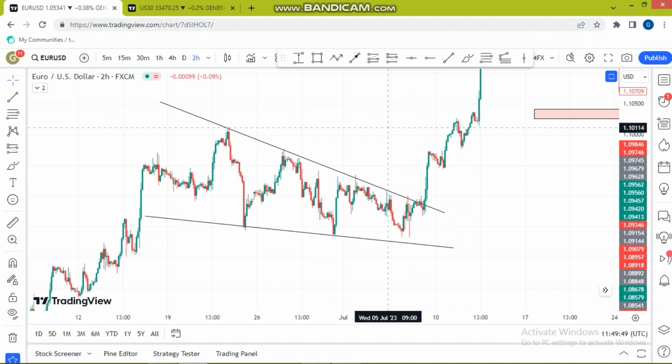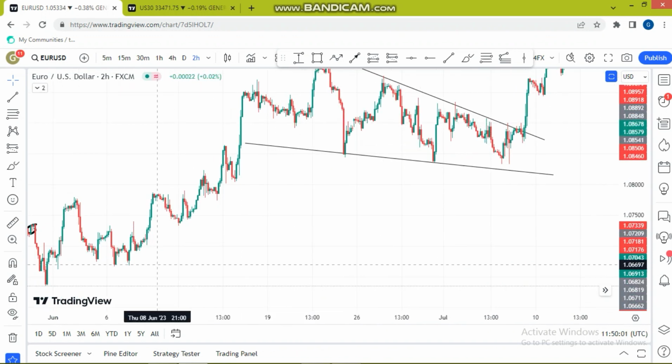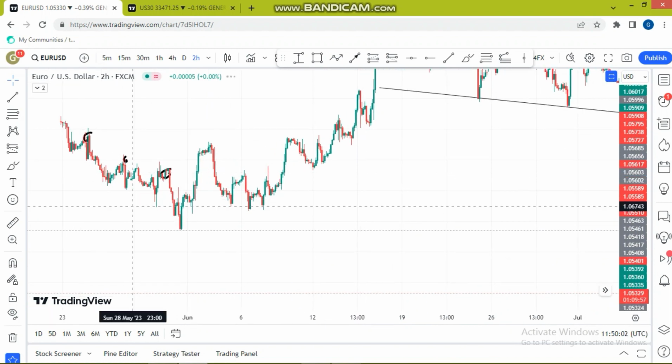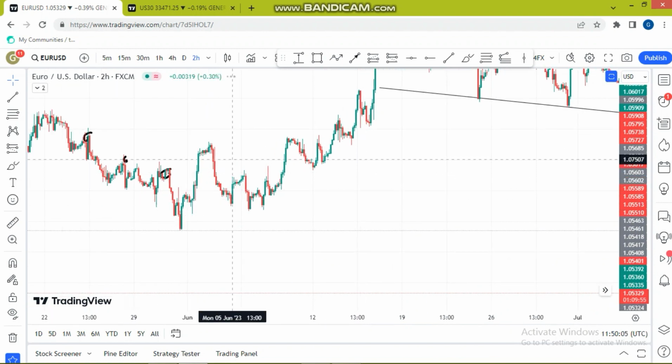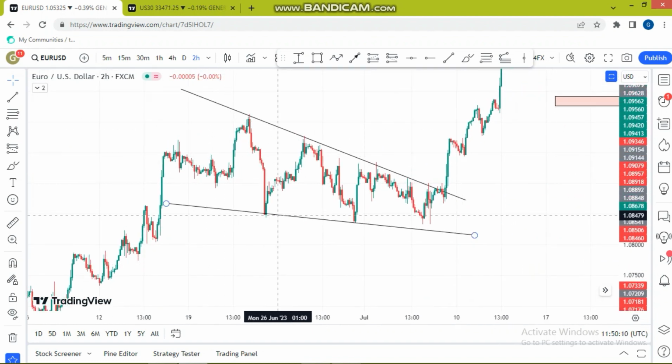So let's go on. This is a flag continuation on the bullish side, the uptrend, however you want to call it. As you can see, this is a strong push to the upside from down here, and after price broke the market structure to the upside right here, price consolidated.